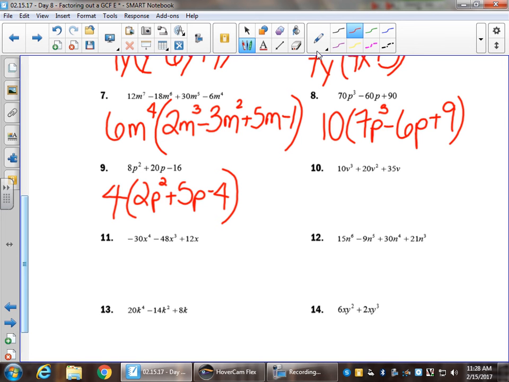For which one? How many p's are here? How many p's are there? 3. How many v's? All right, let's do 10 together. Greatest common factor? 5v.